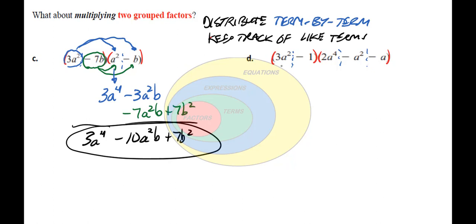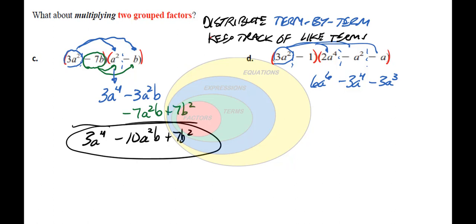So again, I'll take and distribute the first term, the 3a squared, to every one of the terms over here. I get 3a squared times 2a to the fourth would be a 6a to the sixth. 3a squared times a negative 1, basically a squared, would be a negative 3a to the fourth. And then 3a squared times negative a would be a negative 3a cubed.